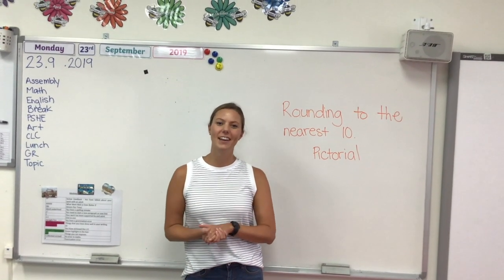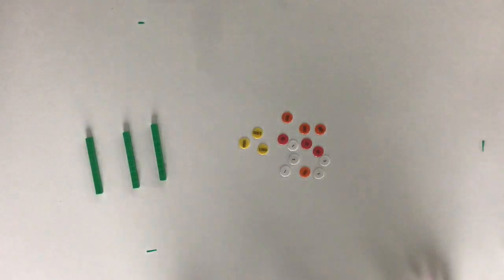Rounding to the nearest 10 in a pictorial way. In this video, we'll be going from concrete to pictorial strategies. So instead of using the Deans, we'll be using the counters. When you use the counters, you need to understand the value of the number because you can't count it.